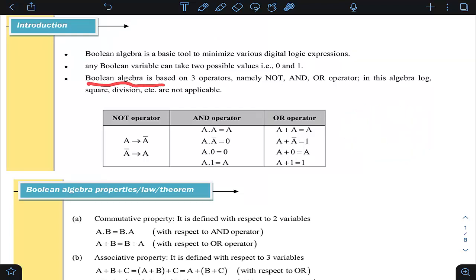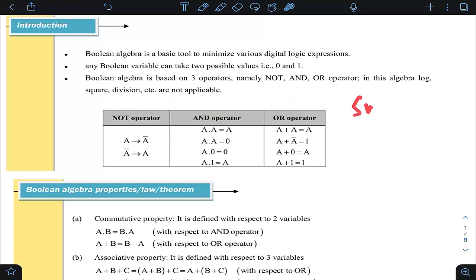Boolean algebra is based on 3 operators, namely not, and, or operator. So the entire Boolean algebra is based on these 3 operators. We'll understand what is the utility of all these operators. And remember, students, in this algebra, we don't have anything else.